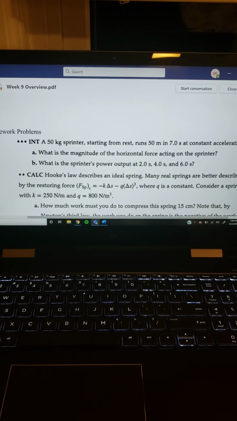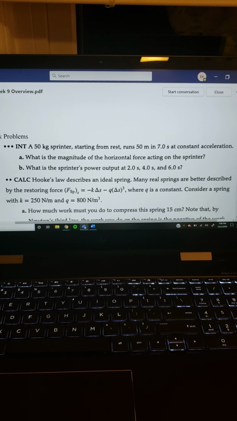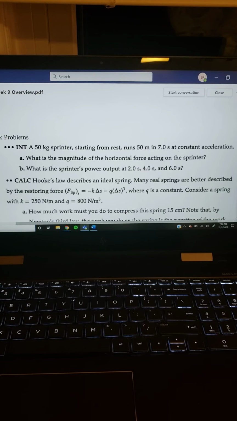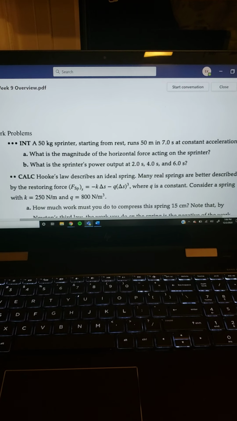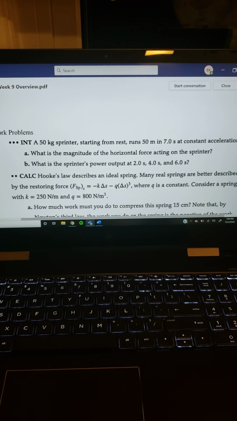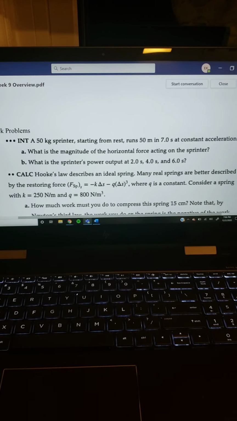Problem 40 states, a 50 kilogram sprinter starting from rest runs 50 meters in 7.0 seconds at constant acceleration. For part A, they want to know what is the magnitude of the horizontal force acting on the sprinter, and for part B, they want to know what is the sprinter's power output at 2 seconds, 4 seconds, and 6 seconds.